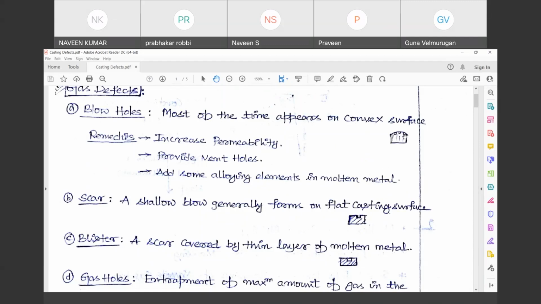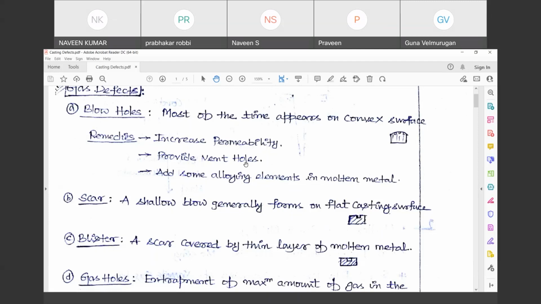So how to avoid them? We can avoid them by allowing these gases to escape while they are liquefying, while they are cooling, while you are pouring. How can you do that? You can increase the permeability. How can you increase the permeability? Your molding sand should be properly rammed, in the sense you should not ram it tightly. Optimum ramming. Ramming in the sense of hitting.